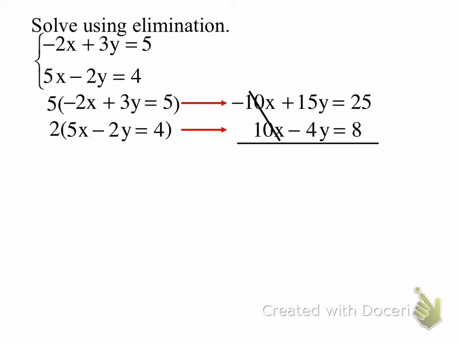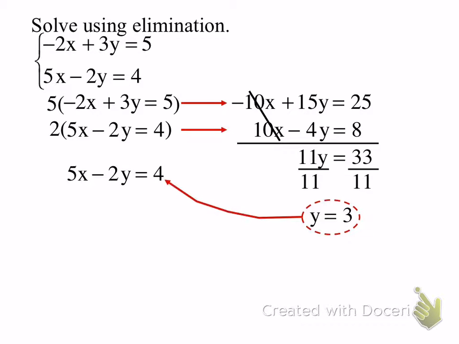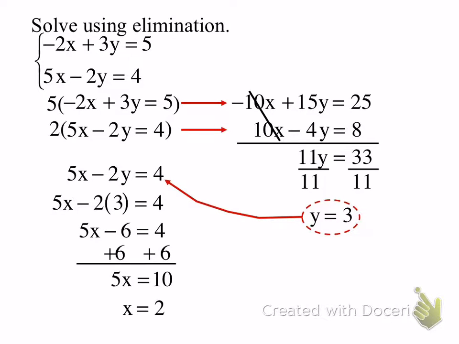So now I am clearing my x. I'm left with 11y equals 33. And it's working out very pretty. A nice, pretty number. Divide by 11 and y equals 3. Then I substitute. And I end up with 5x equals 6 minus 4. And x equals 2. But don't forget what we're trying to do.